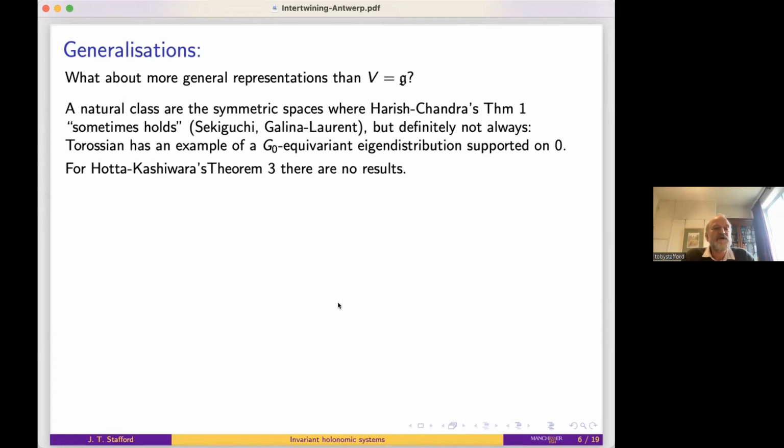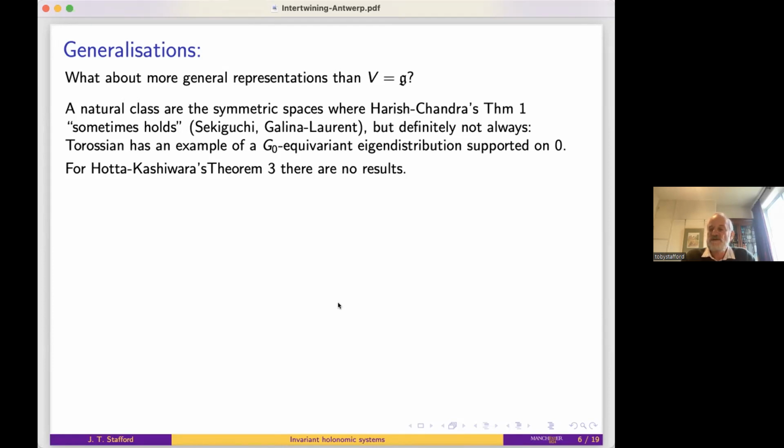This is particular work of Sekiguchi and Galina and Laurent, but it definitely doesn't always hold for symmetric spaces. Tarassian, for example, has an example of an equivariant eigendistribution that's supported purely at the origin for a certain symmetric space. For Hotta and Kashiwara, there are no results.